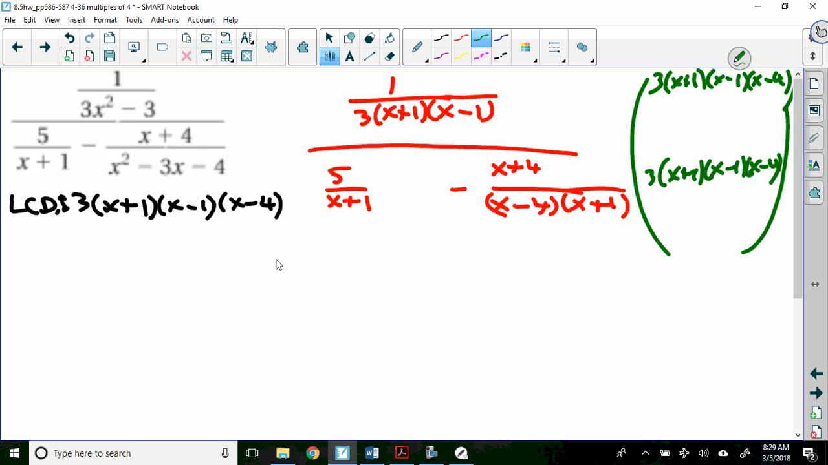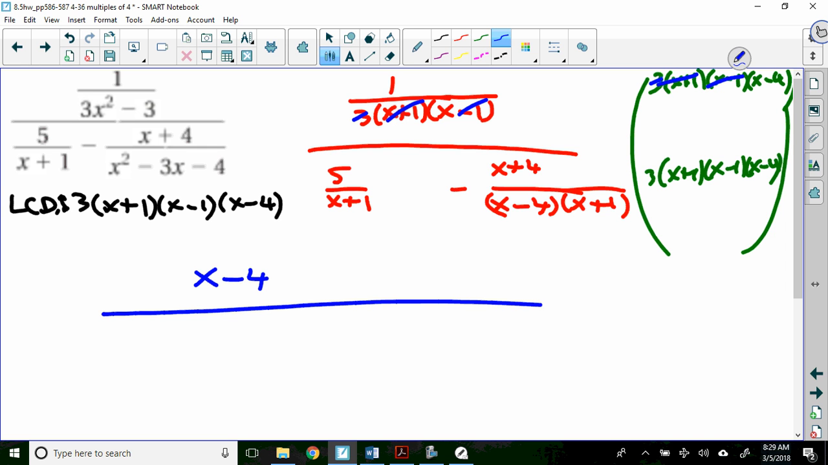So up top, what's cool is the 3 is going to cancel the 3. The x plus 1 is going to cancel the x plus 1. The x minus 1 is going to cancel the x minus 1. And up top, all we got is 1 times x minus 4. And 1 times x minus 4 is just x minus 4. So that's my numerator.